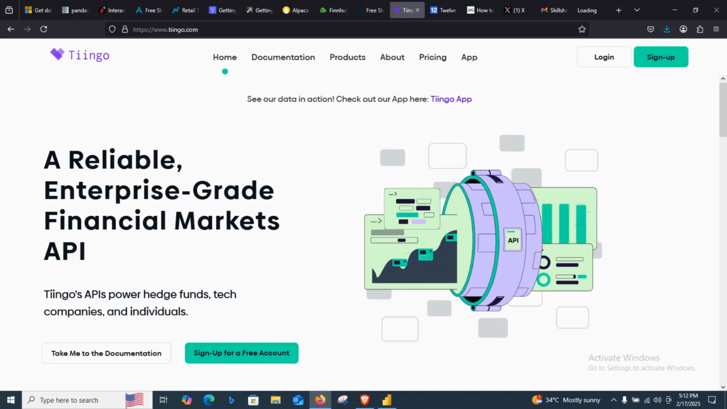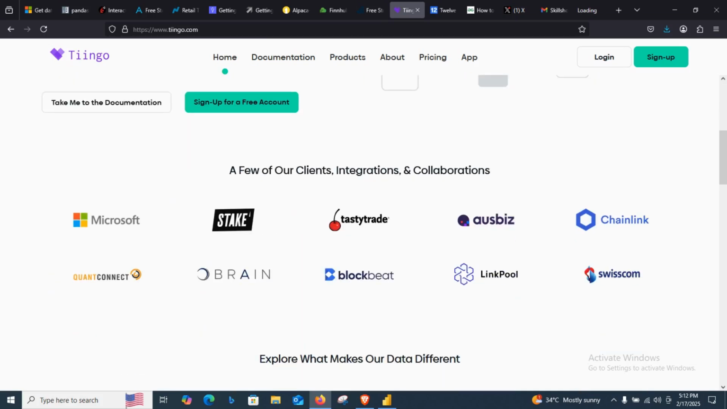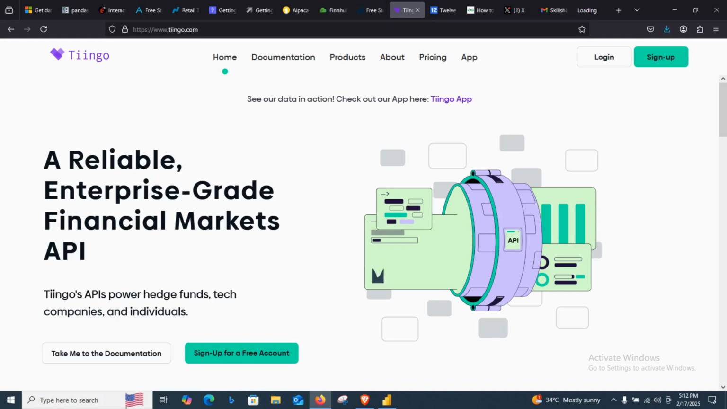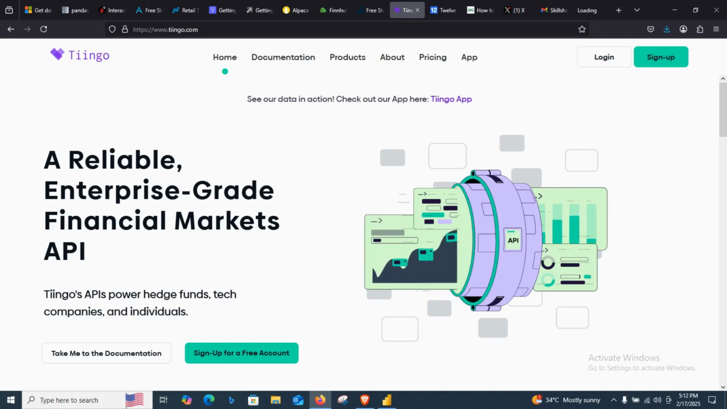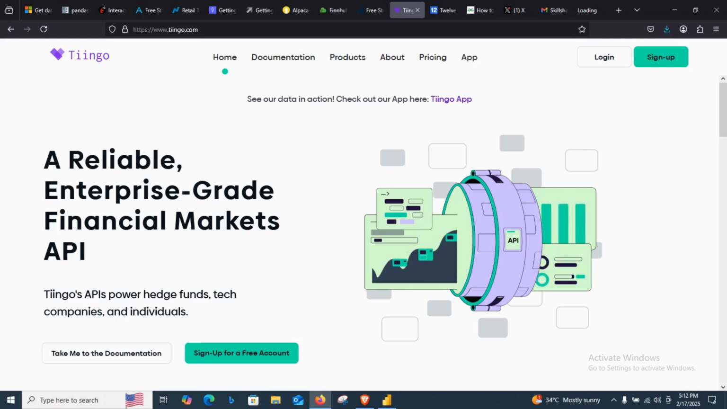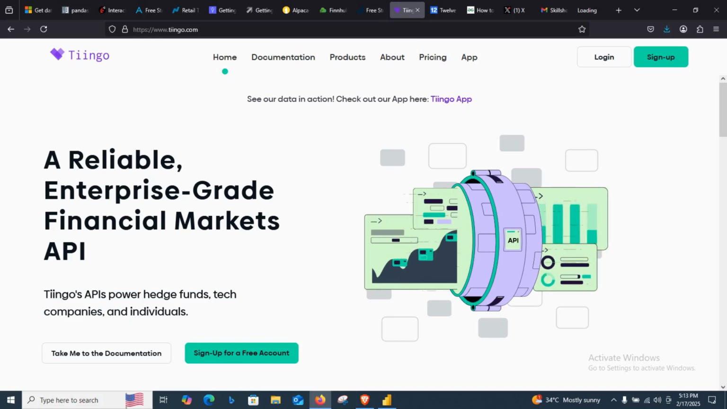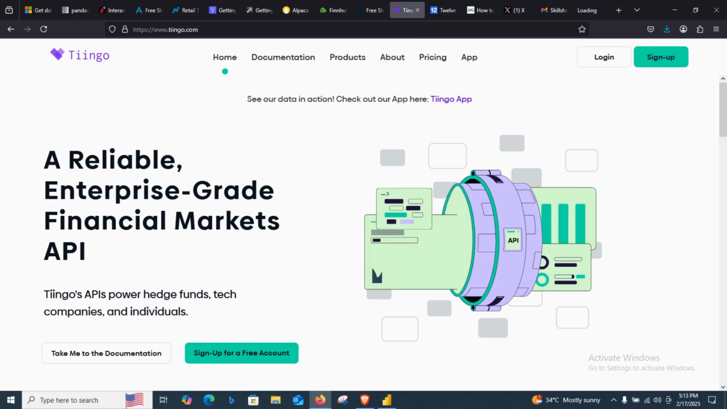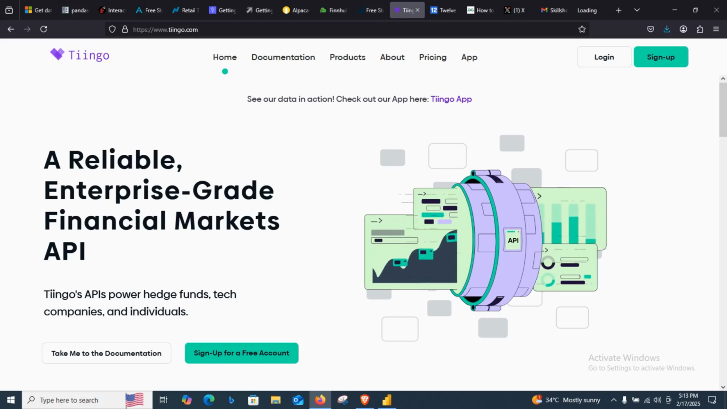Tingo is a reliable, enterprise-grade financial market API. It's another plug and play. You can just go to the API and see what they offer. If they're offering something that you want to plug into your agent, you can process and fix the data so that it becomes meaningful, or you can even pull all the data and fit it into your agent and see.